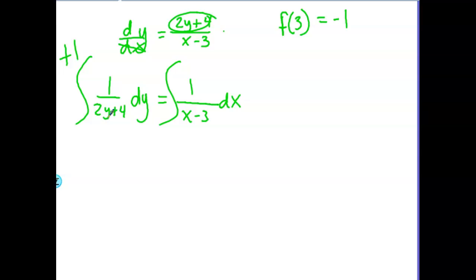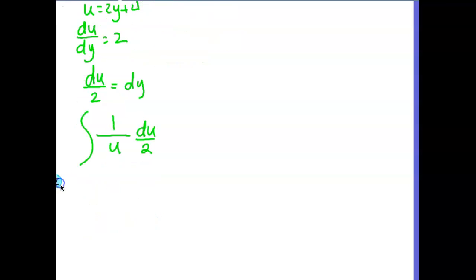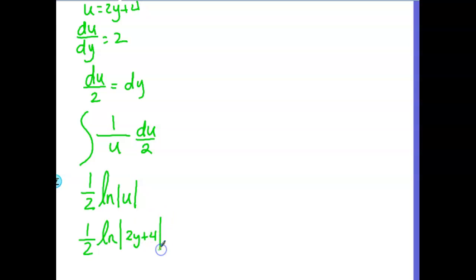Okay. So this is a logarithmic expression here. So I'm going to say that u is equal to 2y plus 4. The derivative of u with respect to y in this case is 2, which means that du over 2 equals dy. And therefore, I'm going to rewrite this whole expression as follows. And now the integral of 1 over u is ln of the absolute value of u. And that 2 there just becomes a half in the front. Okay? And once again, when you're done doing your integration, you always want to put back what the problem originally was. So there's that. Okay?